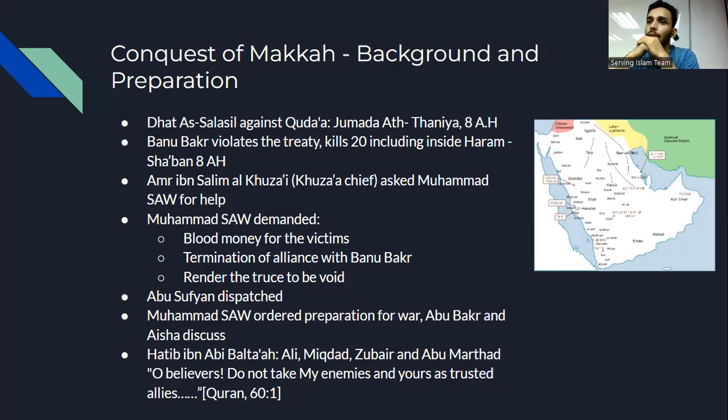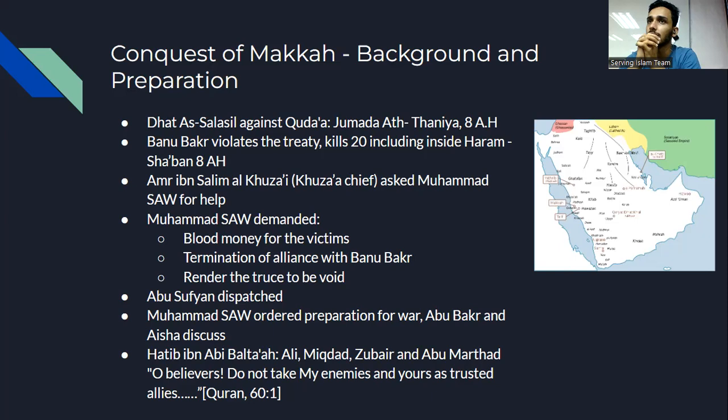Okay. Now, Banu Khuza'a then went to Muhammad Sallallahu Alaihi Wasallam. The chieftain went to Muhammad Sallallahu Alaihi Wasallam, and he asked for help from the Muslims because the Muslims were allies with them. So then Muhammad Sallallahu Alaihi Wasallam sent an emissary to the Quraysh and he demanded three things. Okay. So one of the three. Right. So he said that either you pay the blood money for the victims.